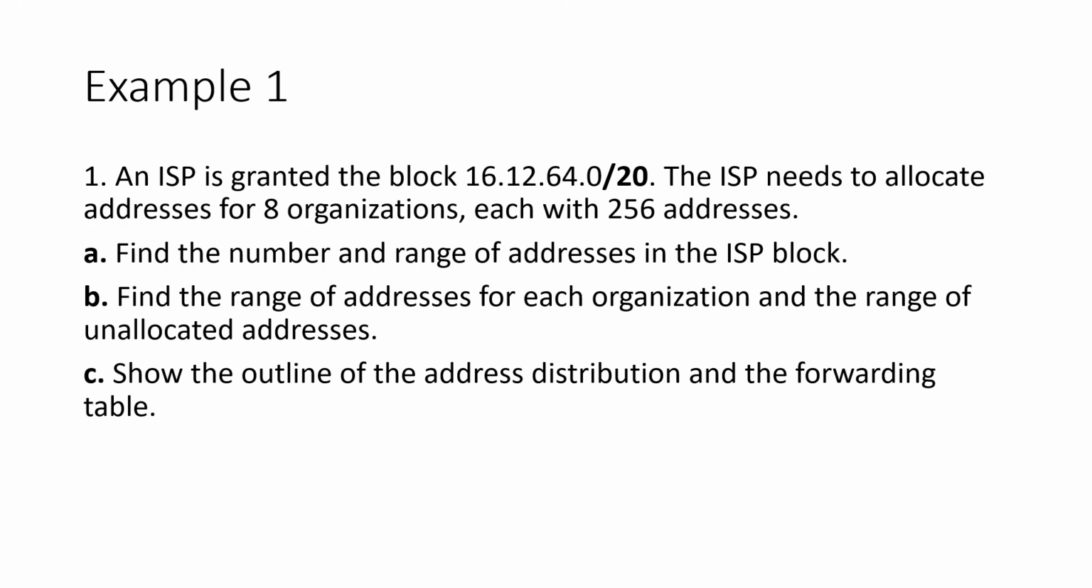So first in this example, you have to find out the necessary information. Initially you know the formula for the total number of addresses: capital N is equal to 2 power 32 minus small n, where small n is the prefix length. That is the number after the slash. In this case the small n value is equal to 20. So the total number of addresses capital N is equal to 2 power 32 minus 20, which is 2 power 12. That number is your total number of addresses.